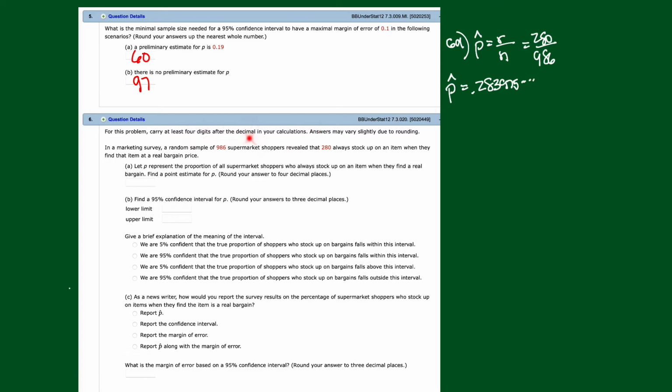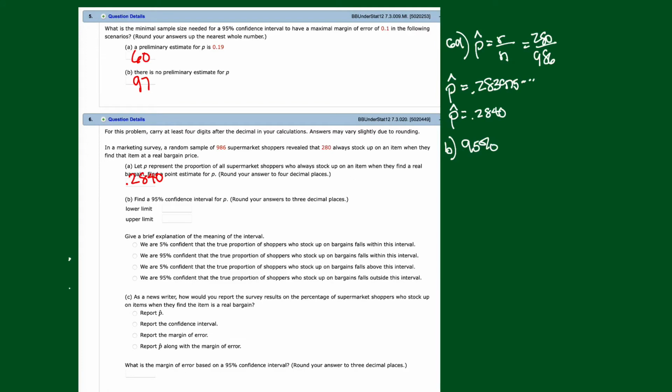Carry at least 4 places after our decimal. All right, so 1, 2, 3, 4. You know, I think I'm going to raise this up 10. That'll make that a 4. So how about 2840? So let's go with our estimate of 0.2840. So I'll put that down here on the left, 0.2840.